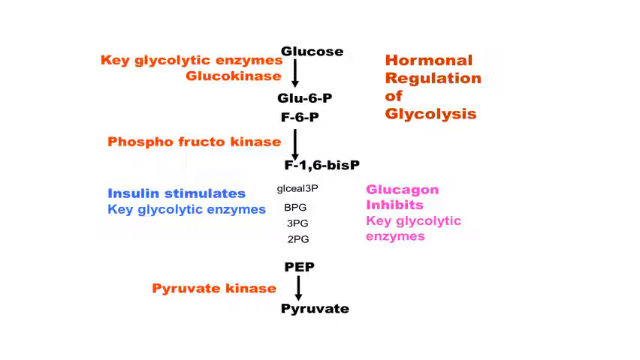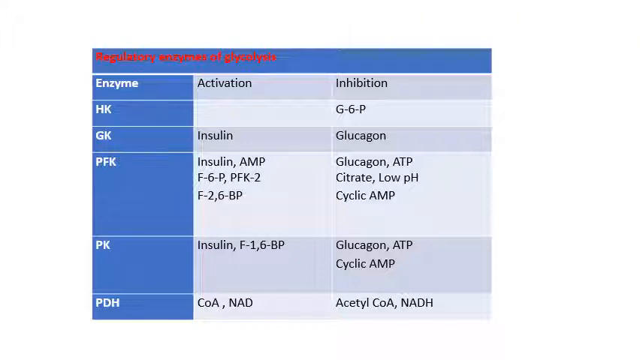So this figure explains the regulation of glycolysis. The major hormone which regulates or enhances glycolysis is insulin. Insulin helps to stimulate the 3 glycolytic enzymes: hexokinase or glucokinase, phosphofructokinase and pyruvate kinase. Insulin furthers the reaction and glucagon inhibits the glycolytic enzymes. So this explains how each enzyme individually helps in glycolytic regulation. These are the activators and inhibitors.